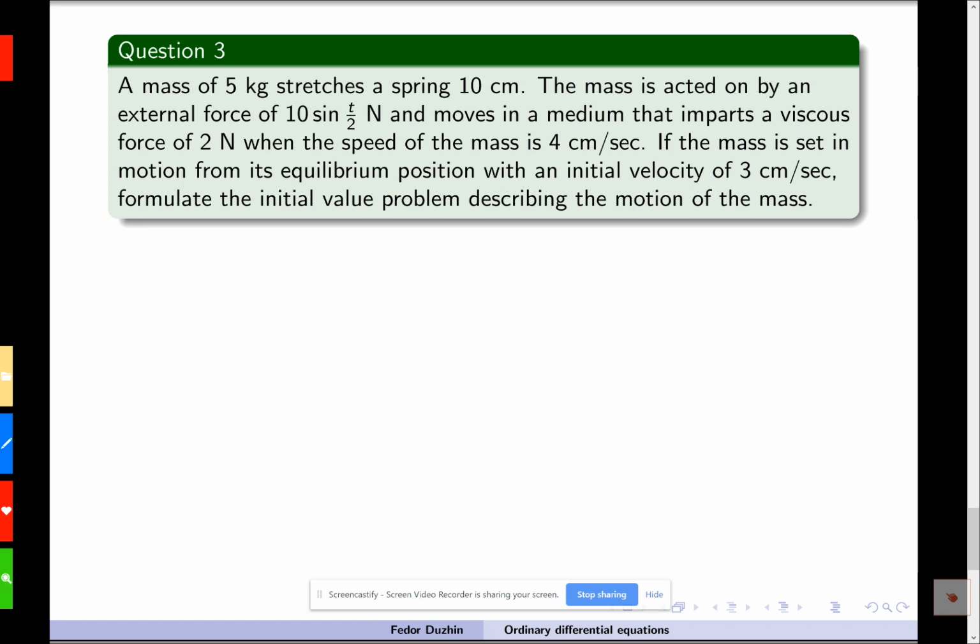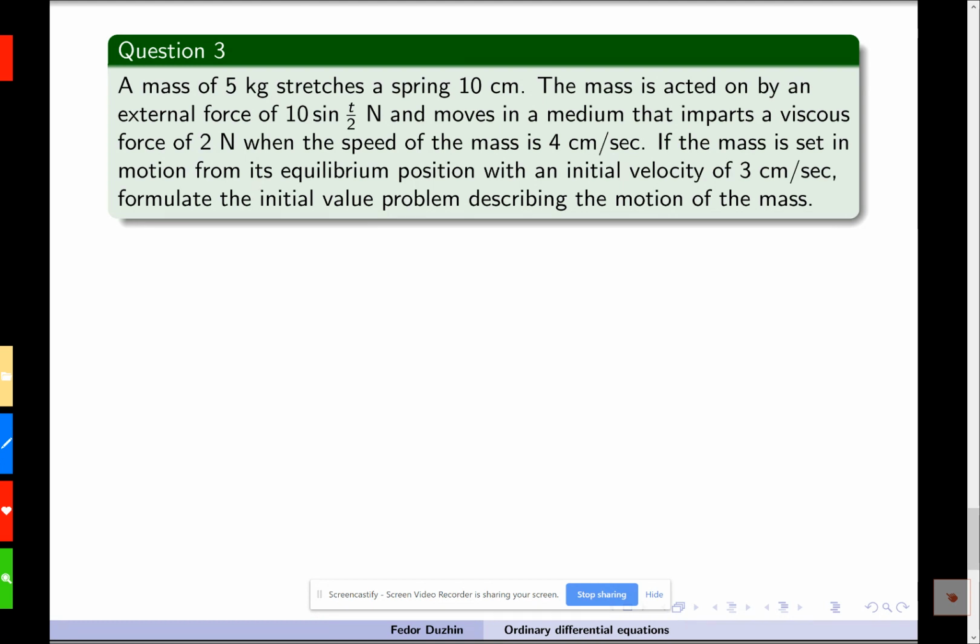Here we have a physics question. A mass of 5 kg stretches a spring 10 centimeters. The mass is acted on by an external force, 10 sine t over 2 Newton, and moves in a medium that imparts a viscous force of 2 Newton when the speed of the mass is 4 centimeters per second.